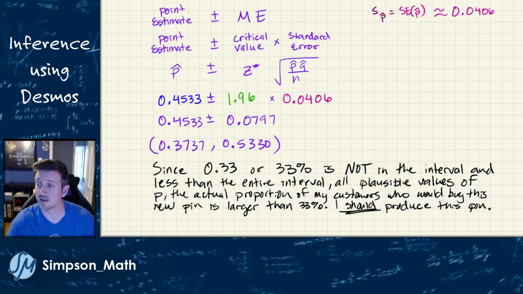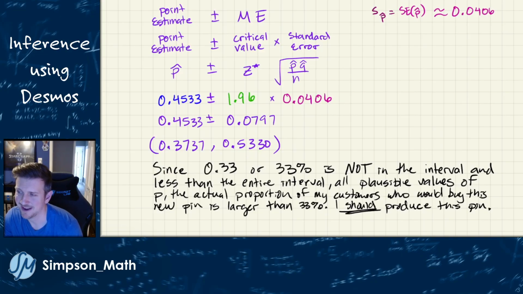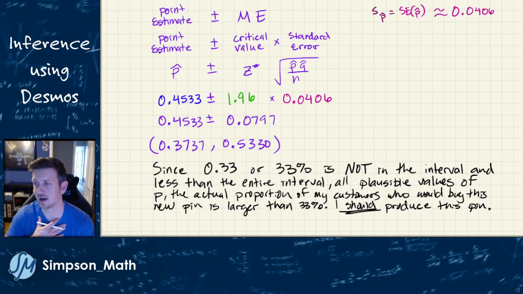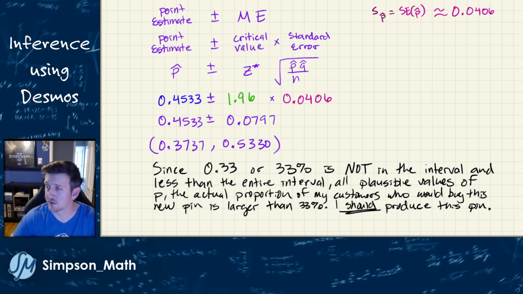So then we would have evidence to think it's probably above 33%. Should me, this business owner, then go ahead and finish designing this pin and produce it? Yeah, if this was true. Because then more than 33% of my customers would want to buy this pin, and that was my goal. And so then I would feel safe to do that. All right, so let's go to Desmos and do that.